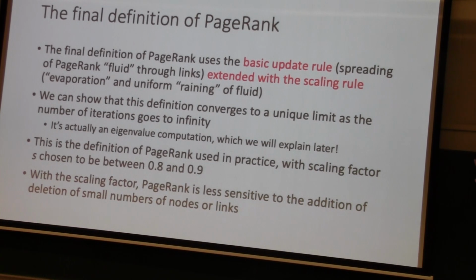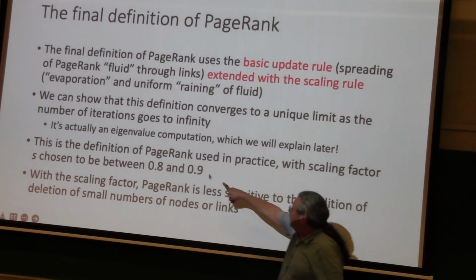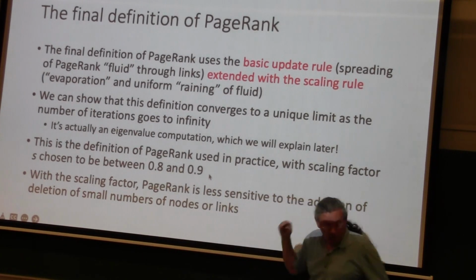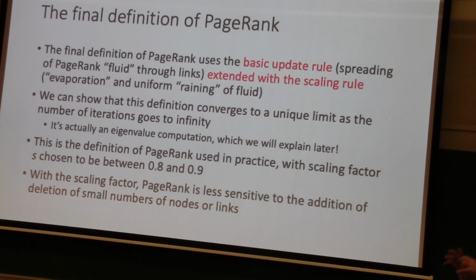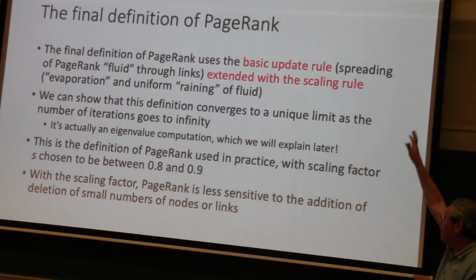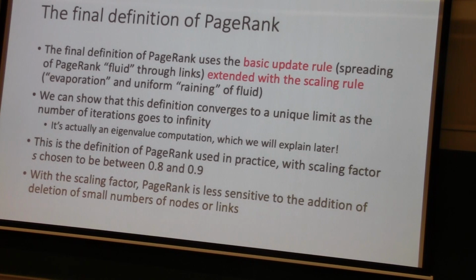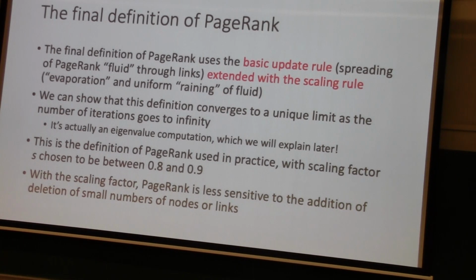Okay, so you have the basic update rule extended with scaling. So this is the evaporation. You can show it converges, which we will show in a little while. It's matrix computation, which we'll show later. And the real scaling factor is some number very close to 1, 0.8, 0.9. So that means most of the time the fluid stays on the page, but a small percentage of the time it jumps and evaporates. Okay?